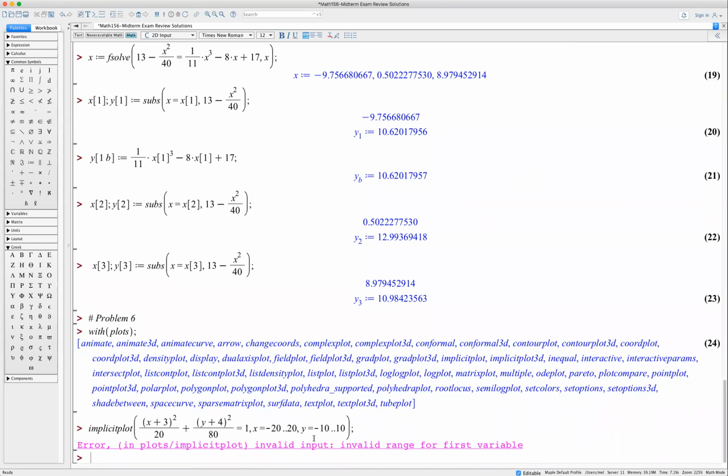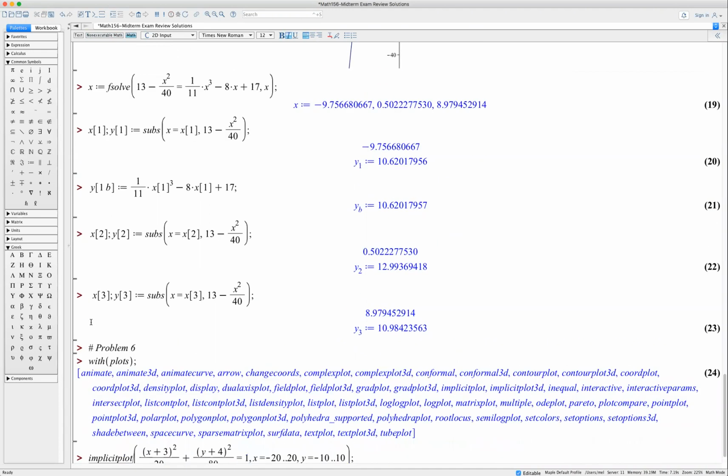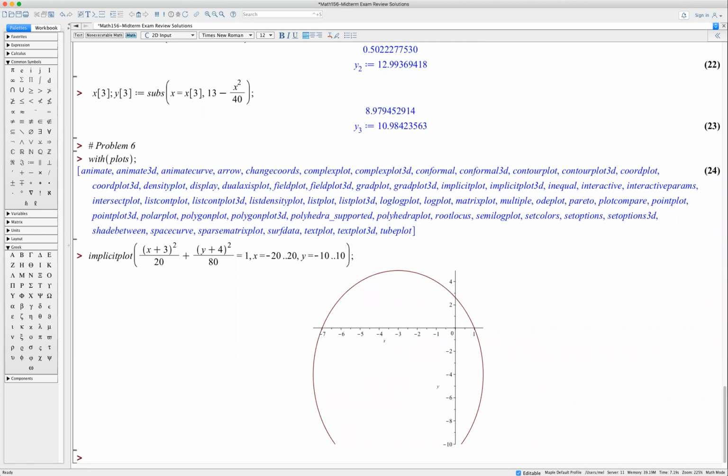Now, I'm not sure why this doesn't work unless it believes X and Y have different values. So let me go back and clear everything from the memory. Open the plots package again. And plot, now it works. There we go.